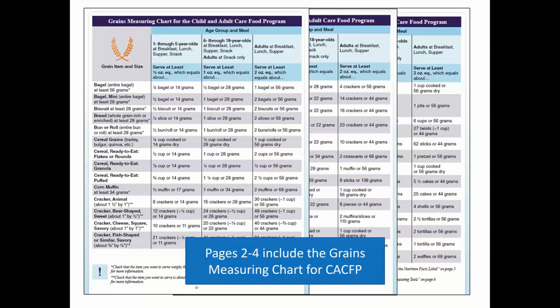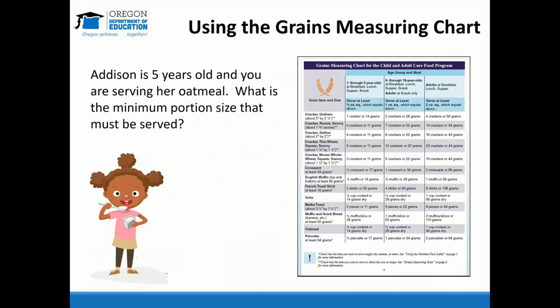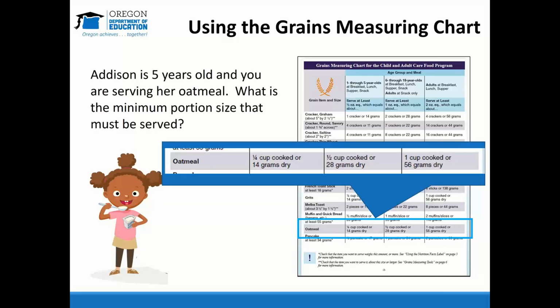So let's take a look at an example and see how it works. You have Addison, who is 5 years old, and you want to serve her oatmeal. Using the grains measuring chart, what would be the minimum portion size that must be served? And you can see the measuring chart on the screen, and I know it's pretty small, so it's hard to read, but at the very bottom, you can see oatmeal listed right there. And let's make this a little bit bigger.